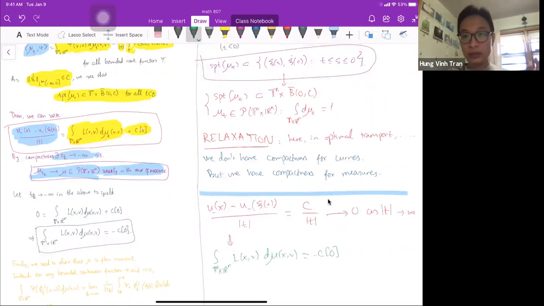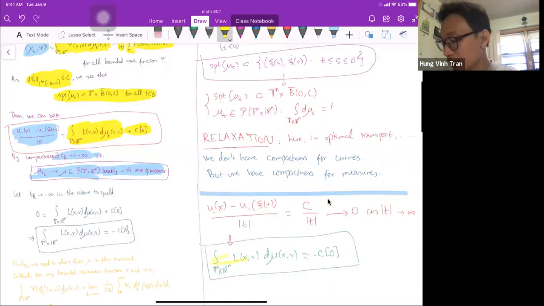Okay, so that's why we are taking the averaging limit: we can ignore the errors in terms of the values of u. When we take the average, it goes to zero. And again, you can think of it as an ergodic limit or a large time average, where those errors go to zero anyway. So what's left is that the action of L acting on the measure equals minus c naught. Okay, so that's beautiful. And we are nearly done.